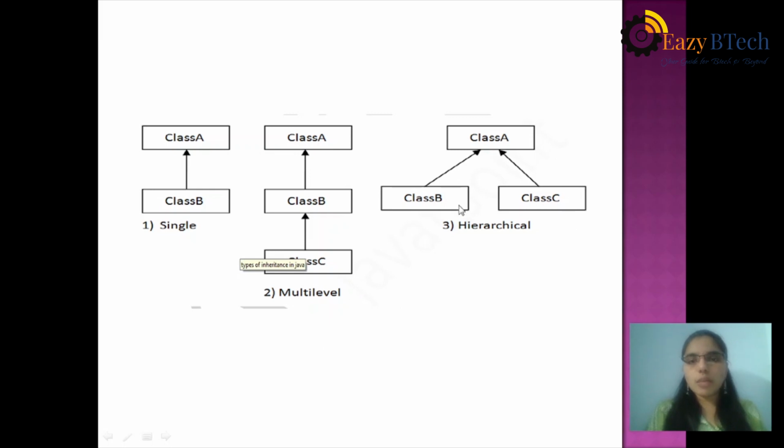So what is hierarchical inheritance? In hierarchical inheritance, one parent class contains more than one child class. Either it is 2, 3, 4. That is our wish. Depending upon our logic, we can write one parent class to more than one child class. That is nothing but hierarchical inheritance.